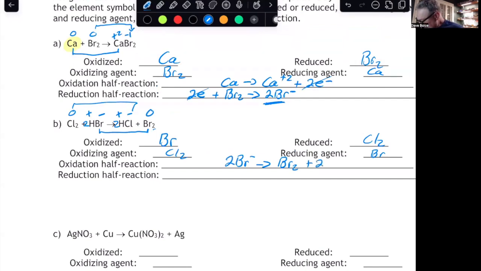Plus 2 electrons. And for my reduction, I've got Cl2, right? That was right here. And that turned into 2 Cl minuses, which meant they gained negative electrons. Those had to come from somewhere, and that's where they came from.